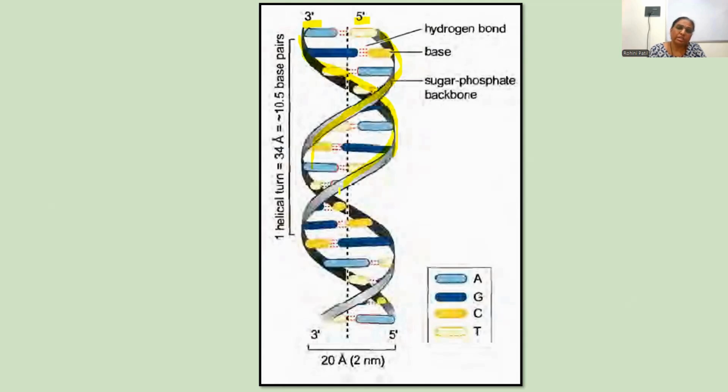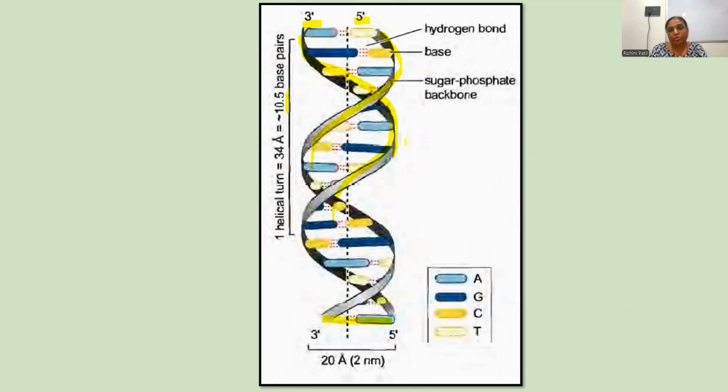This is one helix, and this helix consists of base pairs, about 10.5 base pairs per turn. The rise per turn of this helix is 34 angstrom, and the distance between two bases is 3.4 angstrom. The diameter of the helix is 20 angstrom, that is, 2 nanometer.